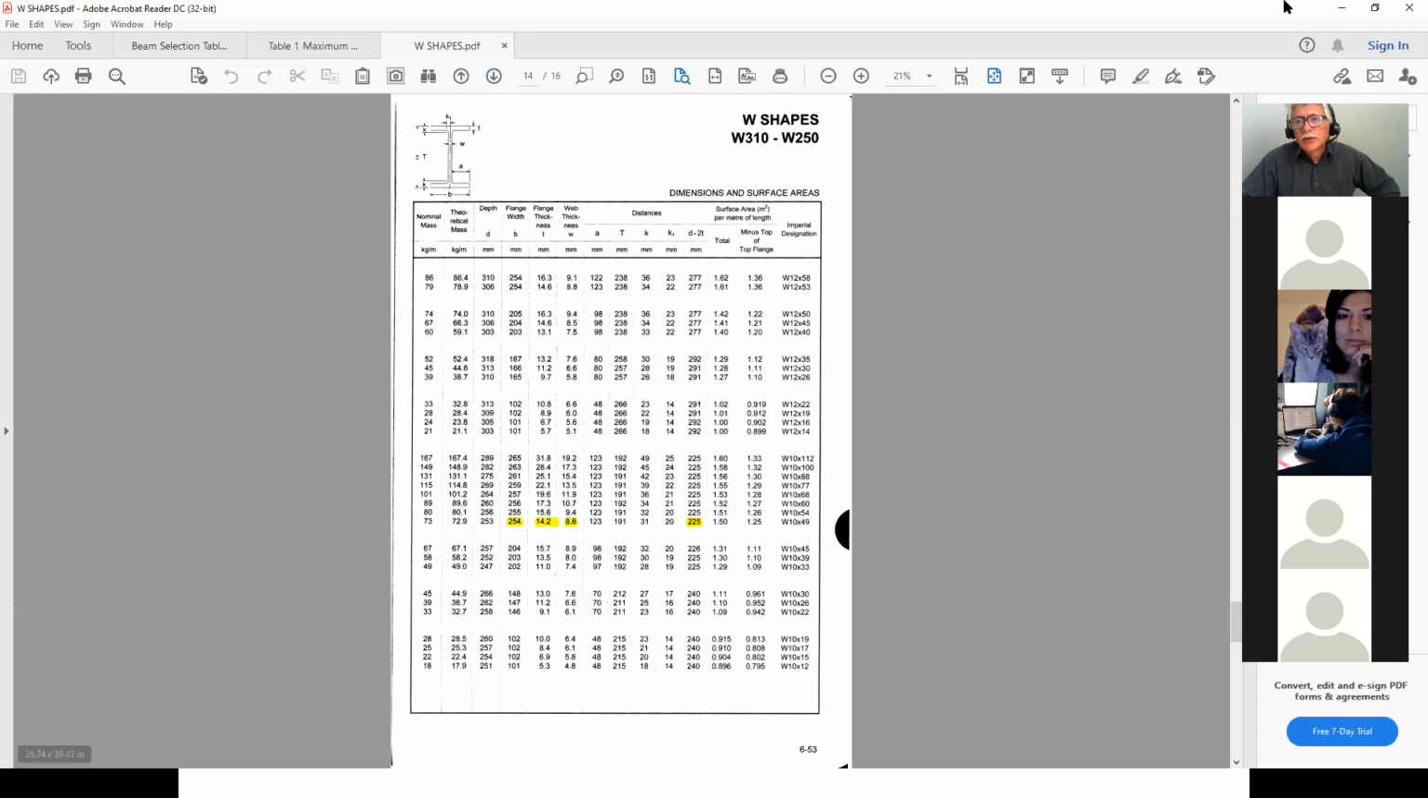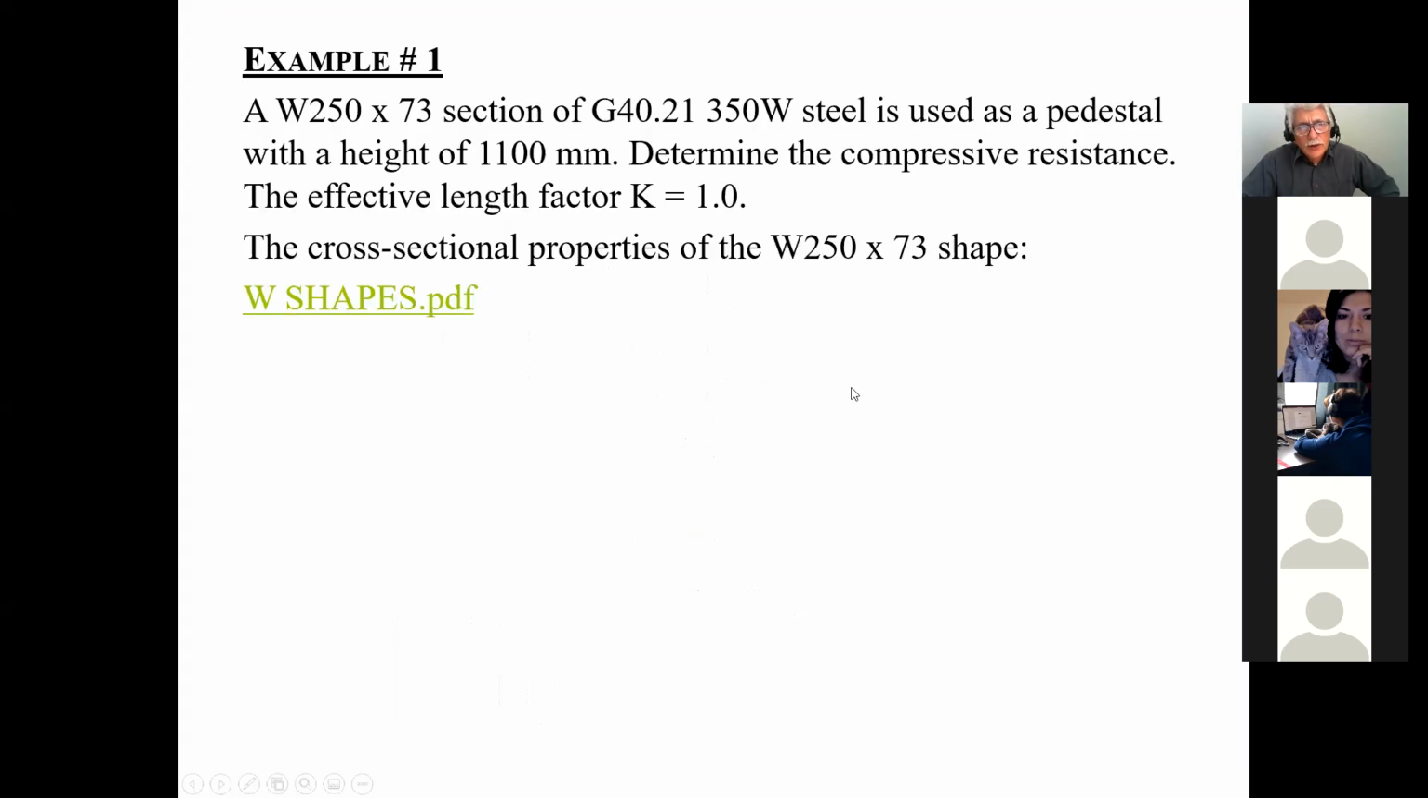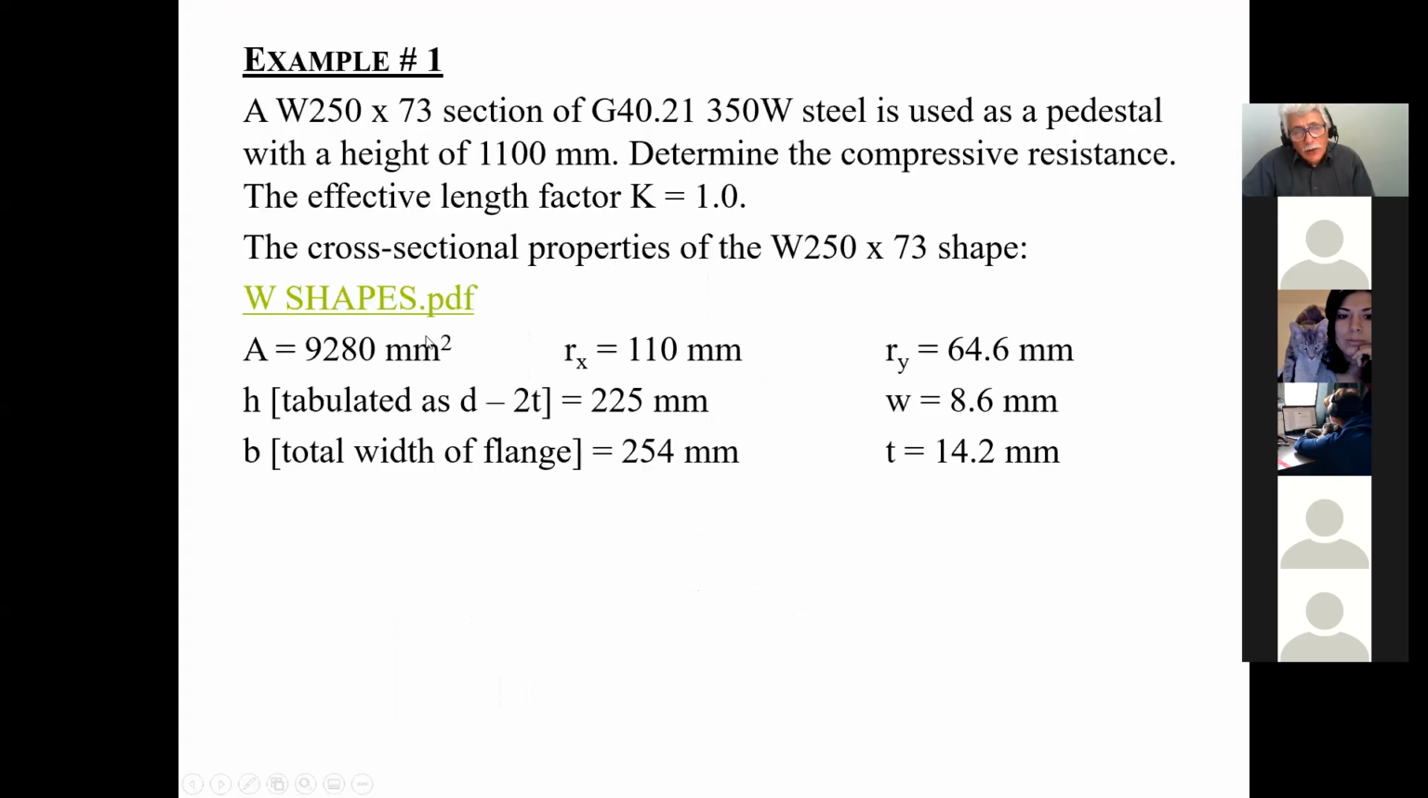That's why I come to these tables, just to make sure that I am within the limits. On top of that, I get my area. I forgot, I get my area, and I get my radius of gyration around Rx, Ry. I forgot about that, so I apologize. I'll go back just to make sure that we see where those are.